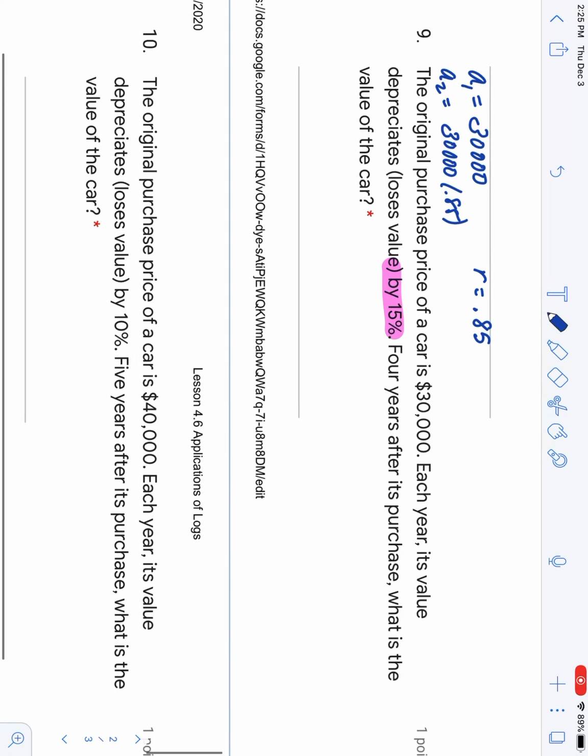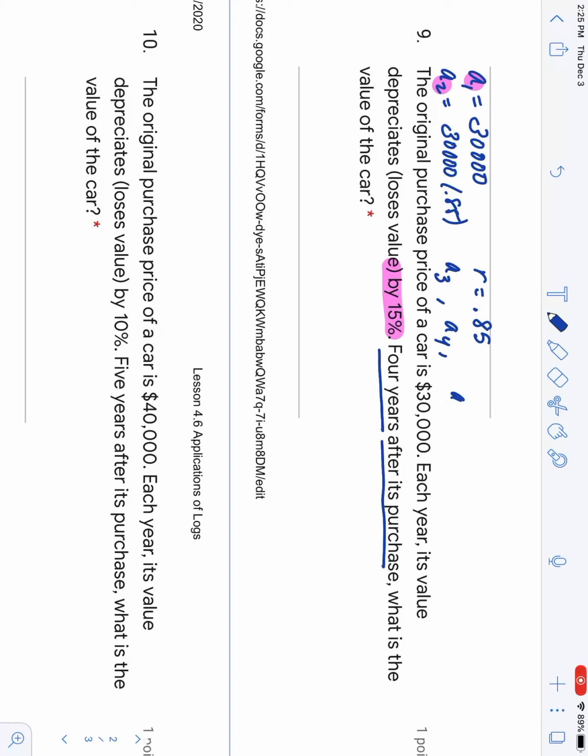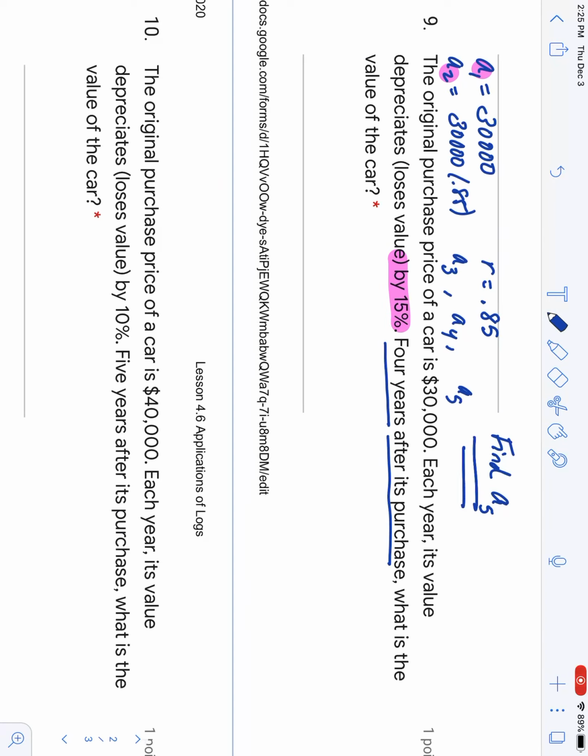If I want to know what its worth is 4 years after its purchase, let's go back. I purchased it for $30,000. After the first year, I have 30,000 times 0.85. Then I have after the second year, the third year, and the fourth year. So we are really going to find A5, and we're going to use the formula AN equals A1 times R to the N minus 1 power. This is the formula we use.